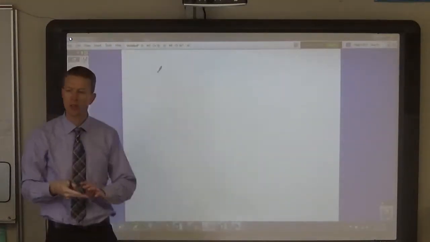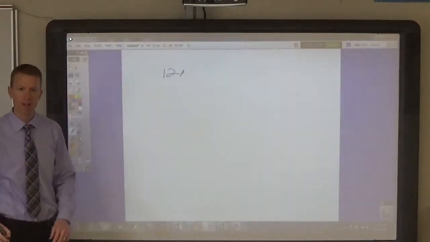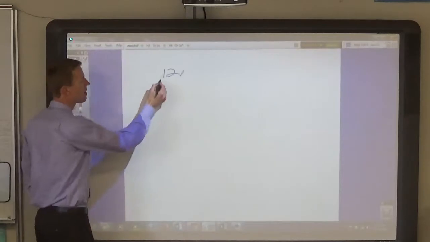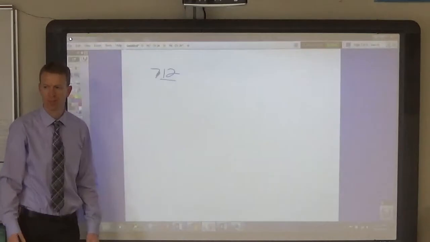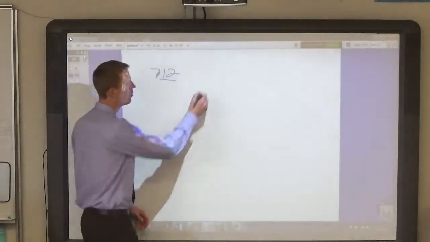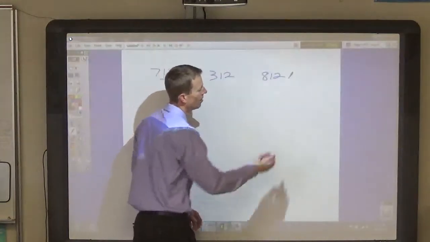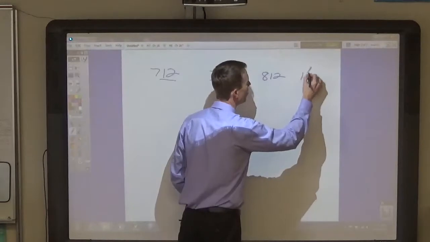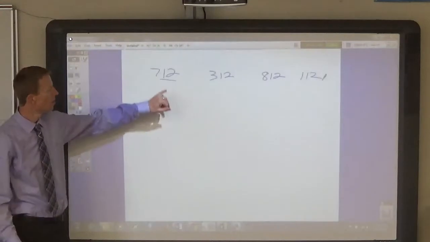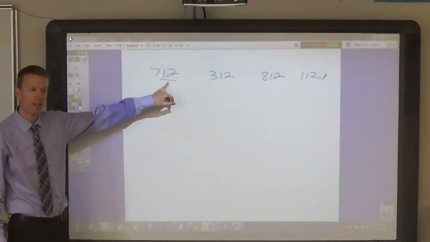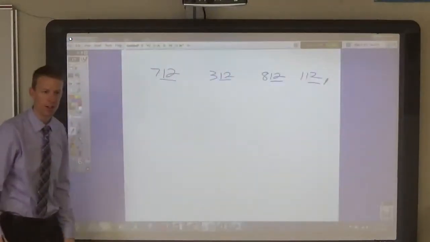Look at this. What are some two-digit numbers? The first two-digit number that's divisible by 4 is 12. So if a number ends in 12, 712, 312, 812, 112, those are all divisible by what? 4. Because the last two digits are divisible by 4.